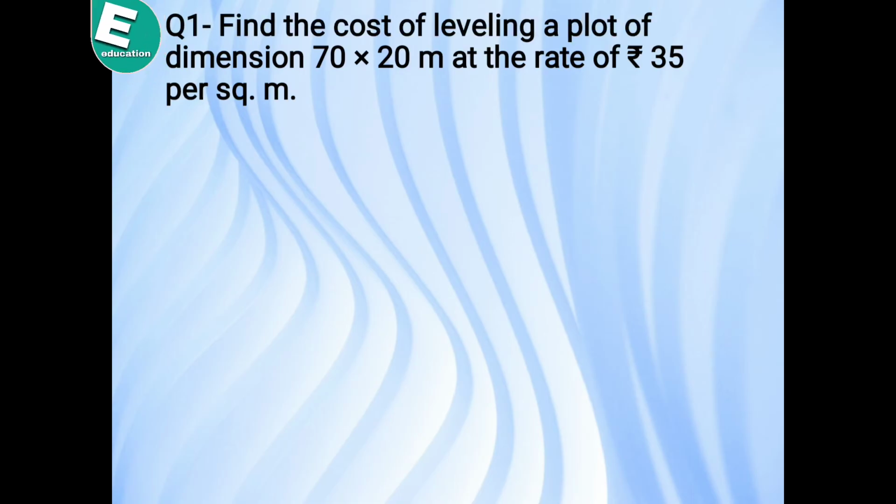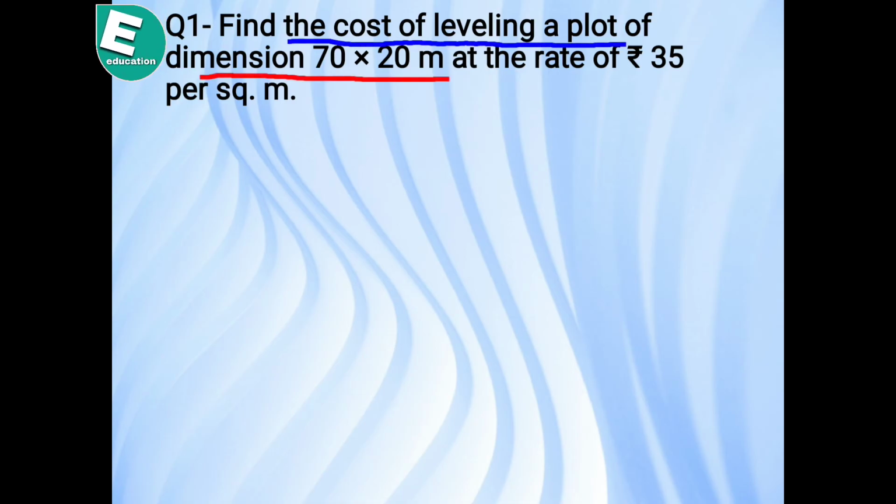Let's start with the first question. Find the cost of leveling a plot of dimensions 70 into 20 meter at the rate of rupees 35 per square meter. Here the dimension is given, which is 70 into 20 meter, and we have to find the cost of leveling the plot at a rate of rupees per square meter.